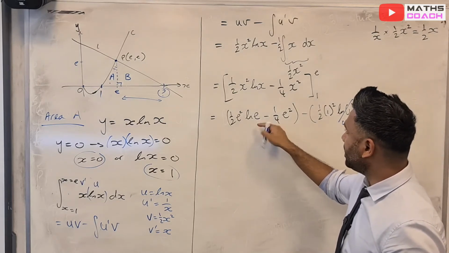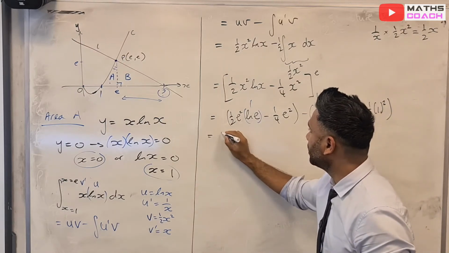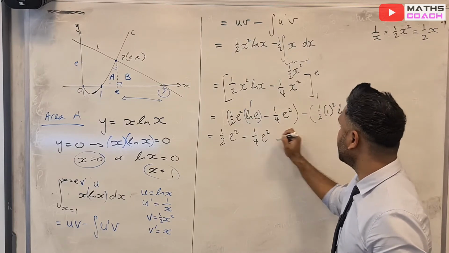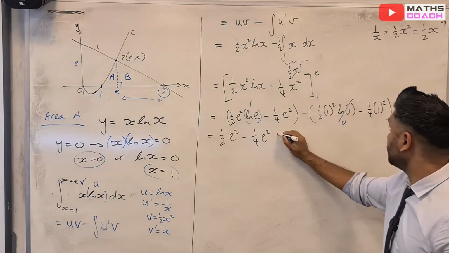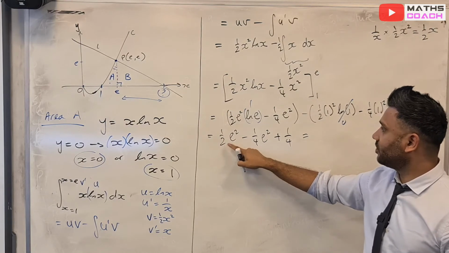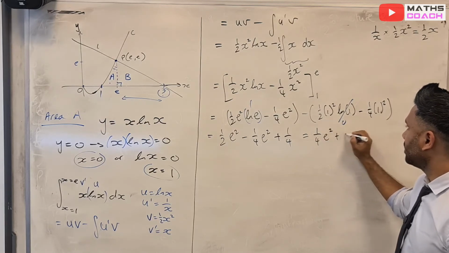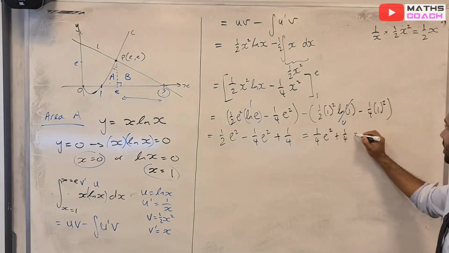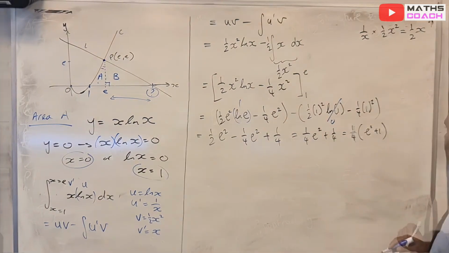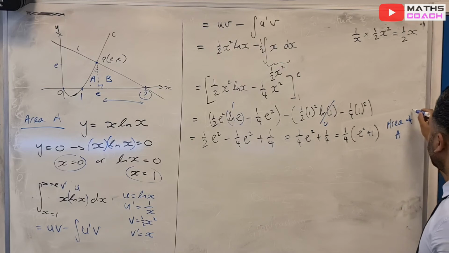Ln of e is equal to 1, so simplify that, so we have a half e squared minus a quarter e squared. That's gone, and then minus and the minus gives you your plus a quarter. So we have like terms here, so a half e squared minus a quarter e squared is a quarter e squared plus a quarter, and we can also write this as a quarter bracket e squared plus 1. Okay, so this is the area of the region A.